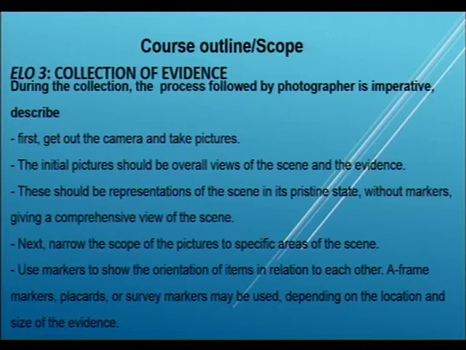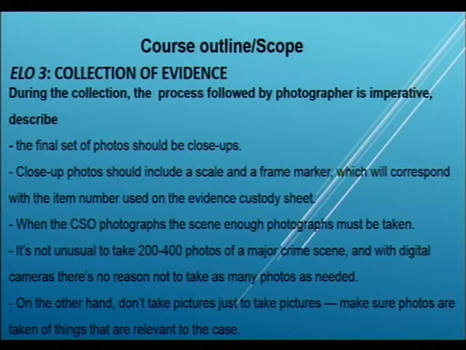Next, narrow the scope of the pictures to specific areas. Use markers to show the orientation of items in relation to each other. A frame marker, placards, or survey markers may be used depending on the location and size of the evidence. The final set of photos should be close-ups. Close-up photos should include a scale and a frame marker, which will correspond with the item number used on the evidence custody sheet.